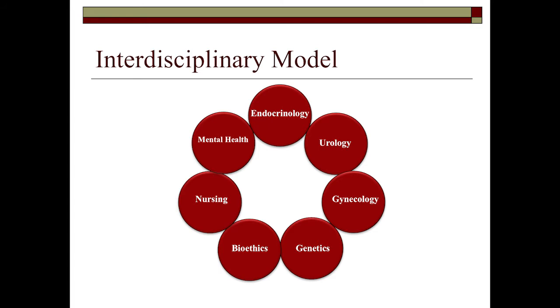So an interdisciplinary model: there are different ways of depicting interdisciplinary models. It could be an overlapping Venn diagram, or there can be arrows going from one to another. I chose this model, and these are some of the disciplines that could be involved in an interdisciplinary DSD team. And there are others that I didn't include, like law, for example, or legal. So endocrinology, urology is usually included, as is mental health, which could be psychiatry, psychology, social work. Nursing, bioethics, genetics, and gynecology can also be included.